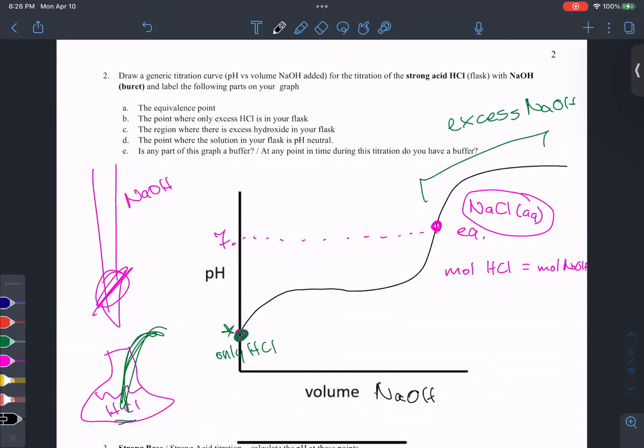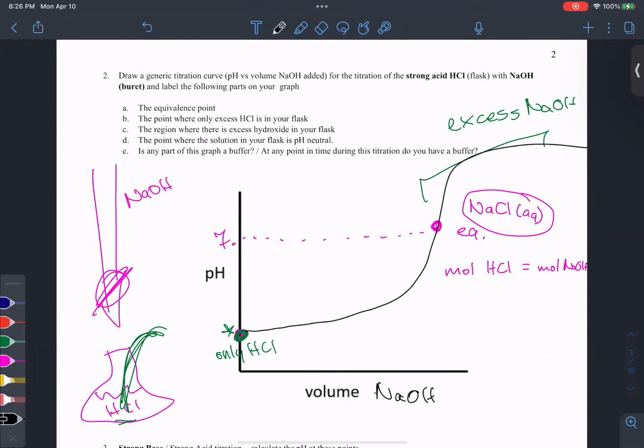The shape should look more like that, something like that. So no buffer region. It's basically acidic, acidic, acidic, acidic, boom, basic. That's hopefully what you saw in lab. Did you see that in lab? Yes, okay, perfect. So it should look something like that.